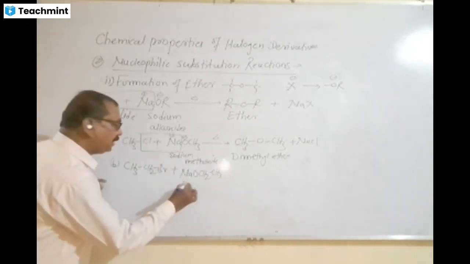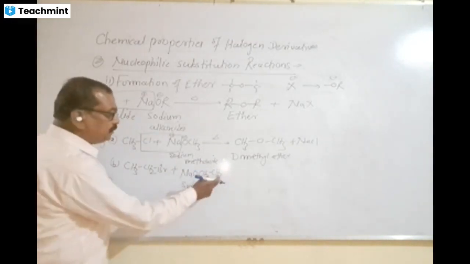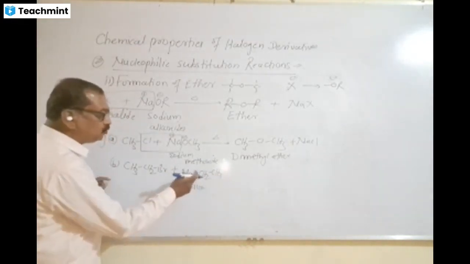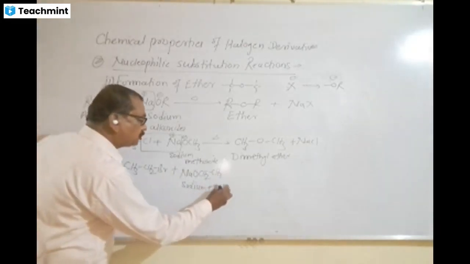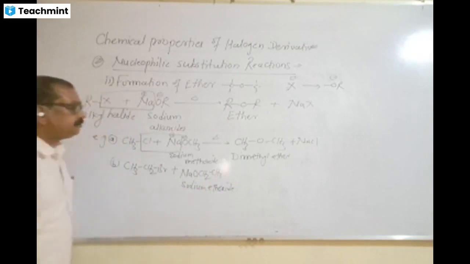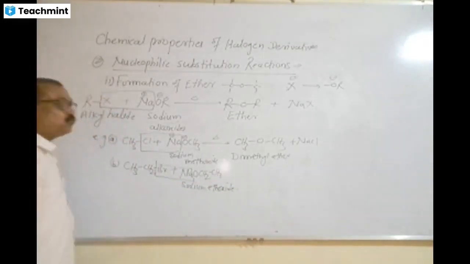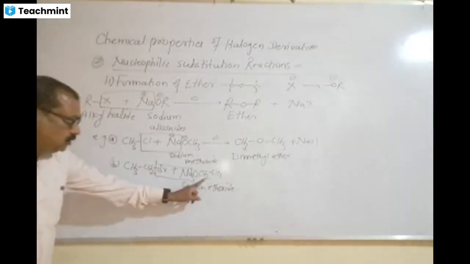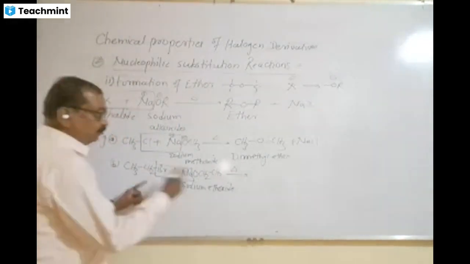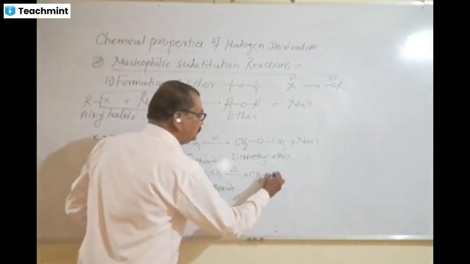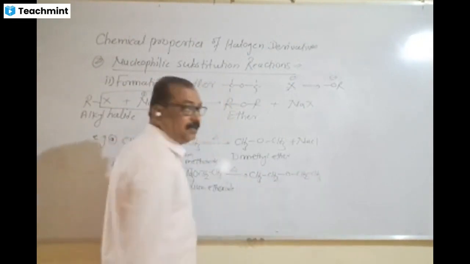Here sodium is present, therefore sodium. The C2H5 group is attached to oxygen, the C2H5 group, that is the ethoxy group, ethoxide: sodium ethoxide. The bromine and this sodium form sodium bromide, and the OCH2CH3 group gets attached to this carbon atom to form CH3CH2OCH2CH3.